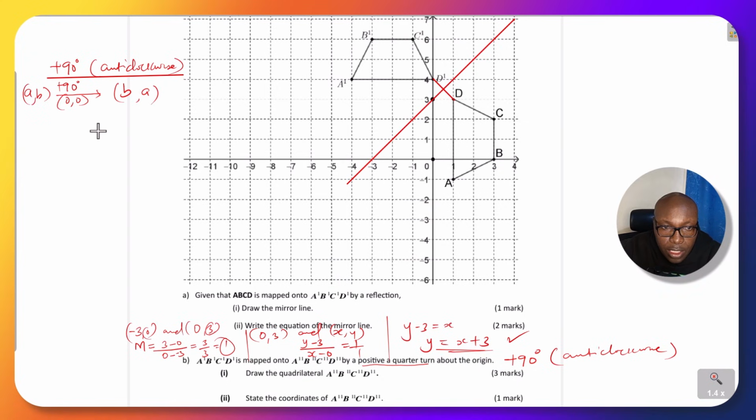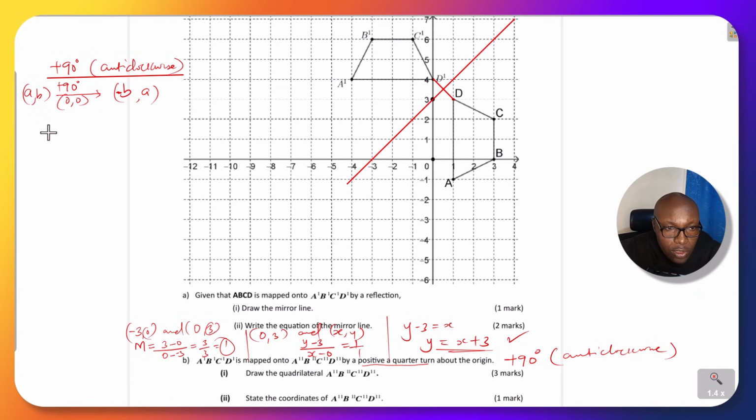BA, like that. And then you negate the new x coordinate. The new x coordinate is B, so you negate that. So it will be negative BA. So for any rotation given an angle of positive 90 degrees about the origin, a point AB is mapped onto negative BA. That is for positive 90 about the origin.